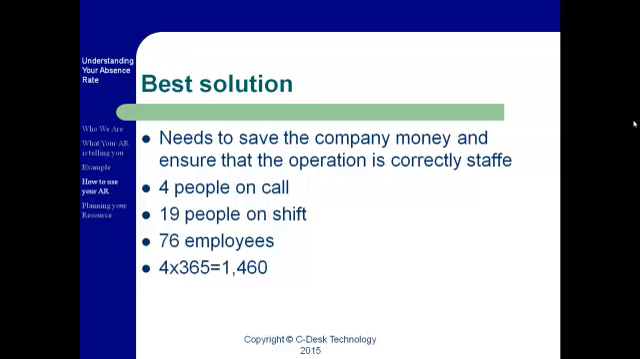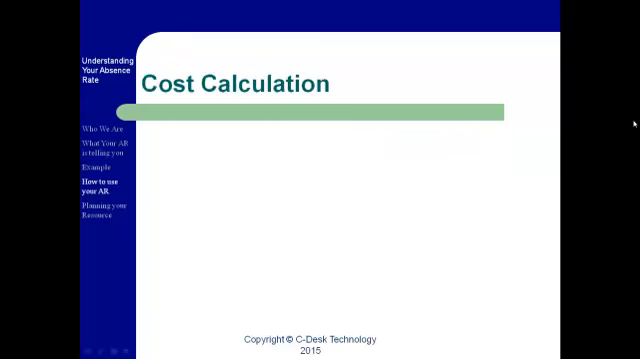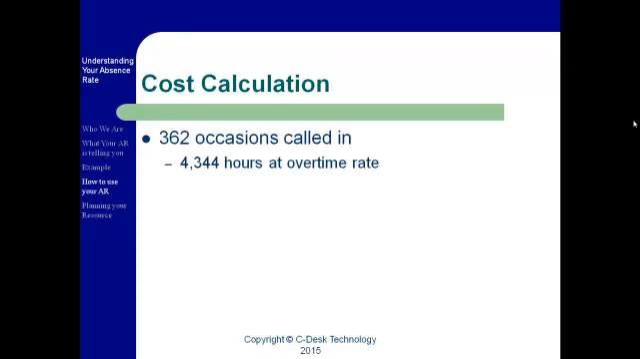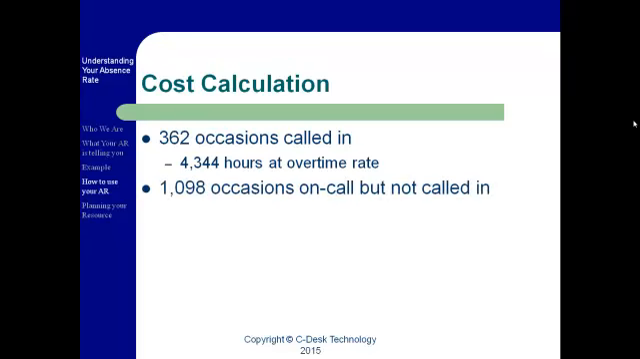They would be paid overtime when called in. This would only happen a quarter of the times they're on call. So you could offer them an on-call premium of 1 hour per cover shift if they were not called in. So the cost is calculated by the cost of overtime when called in, and the on-call premium when not called in. On 362 occasions, they would be called in to cover a shift. That's 4,344 hours at overtime rate. On 1,098 occasions per year, they would be on call but not called in.